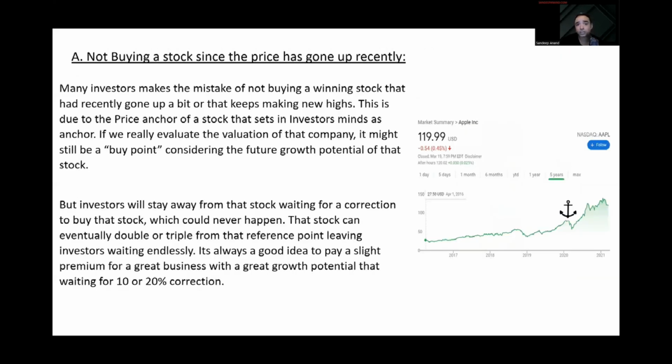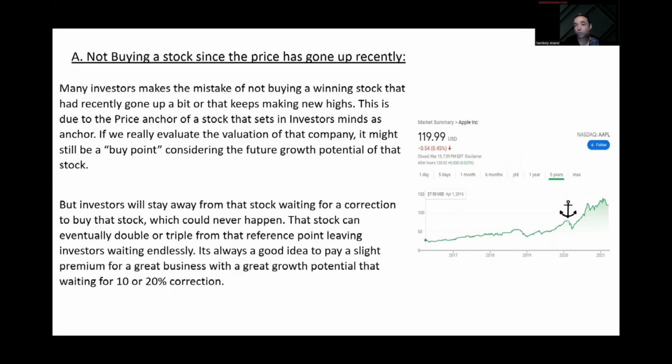Now, not buying a stock since the price has gone up recently. This is one of the common phenomena. I covered this also as part of recency bias. This is also caused by the anchoring effect. For example, look at Apple in the chart there. It's around $119 right now. Now, this is a 5-year chart, right? So in 2020, just before the pandemic breakdown, the price was at, I think, $65, $70 somewhere. And that was the anchor price, and that got set in, right?